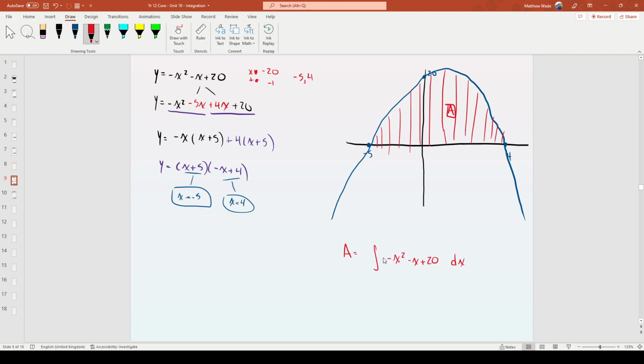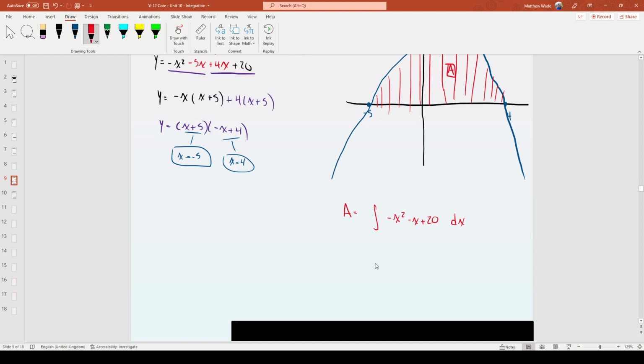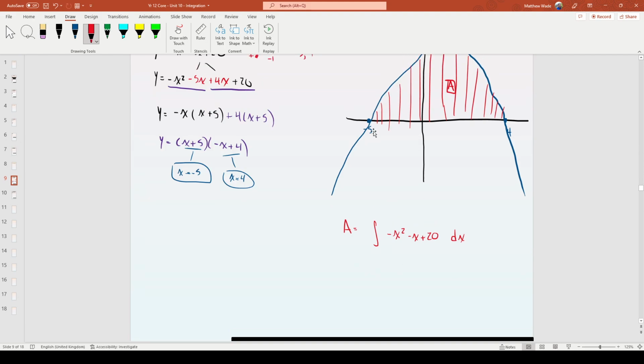All you have to do is integrate under the function. The function's minus x squared minus x plus 20. So integrate under that function and away we go. Oh, not quite yet. We're going between minus 5 and 4. Use them as the bounds of the definite integral, I should say. So minus 5 to 4 is what we're going between.